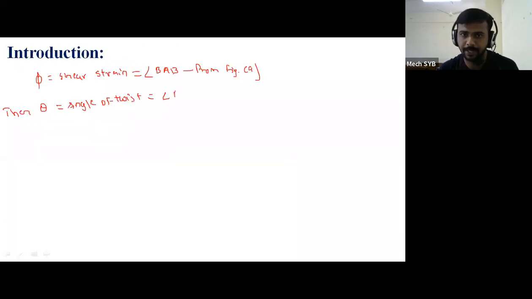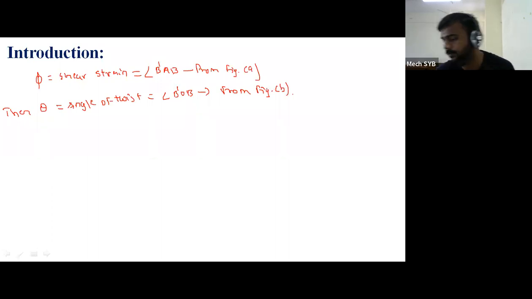So angle B dash OB from figure B. Okay, so these are the two angles you will get from the longitudinal section, that is figure number A, and theta as the angle of twist you will get from the cross section, that is figure number B. Okay, so these are the two values we have defined from the given two figures.